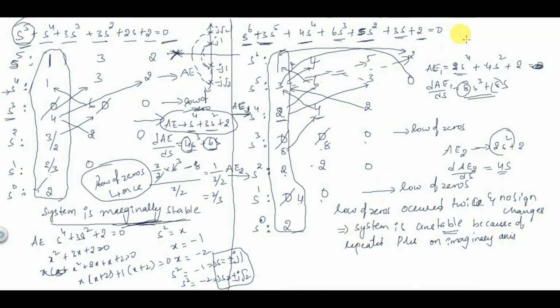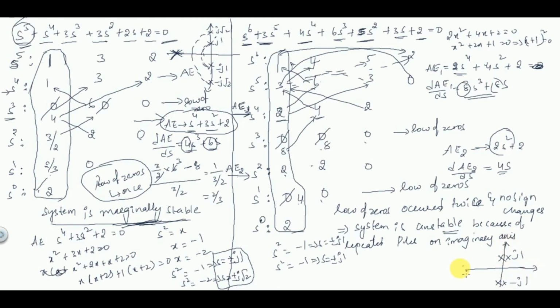If you find the roots here, what will be the roots? 2x square plus 4x plus 2 is equal to 0. So x square plus 2x plus 1 is equal to 0. So this becomes (x plus 1) whole square is equal to 0. Then s square is equal to minus 1, and s square is equal to minus 1. So s is equal to plus or minus j1, and here also s is equal to plus or minus j1. So there will be two poles at j1 and two poles at minus j1. This is the pole location for this problem, right?